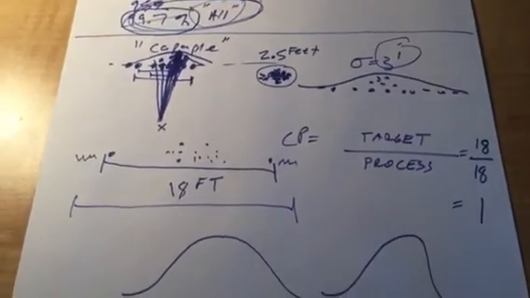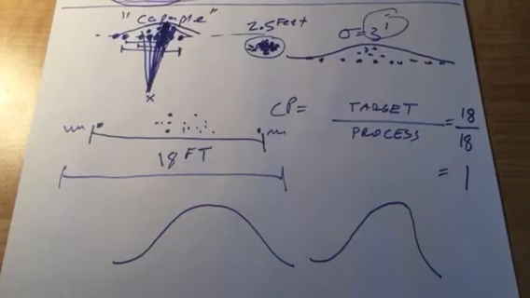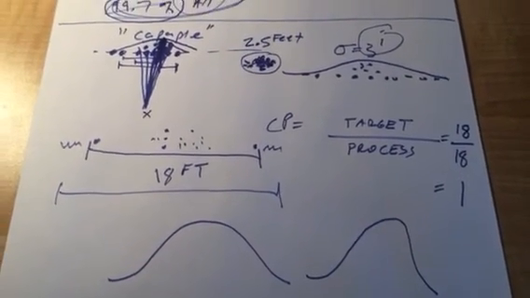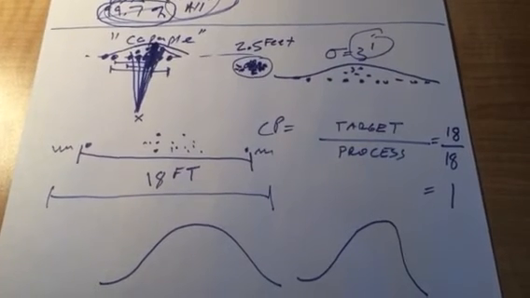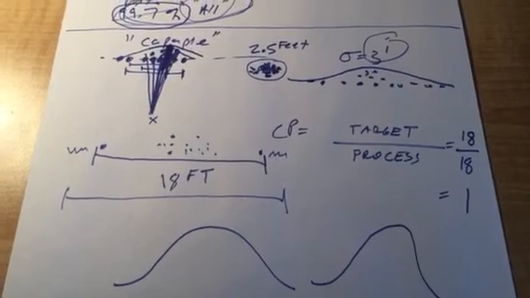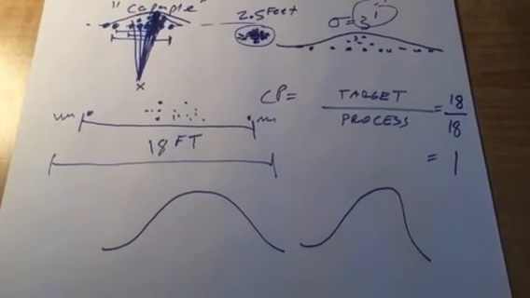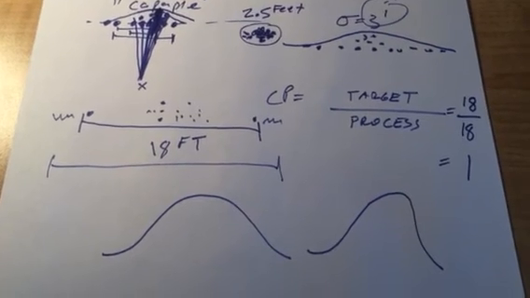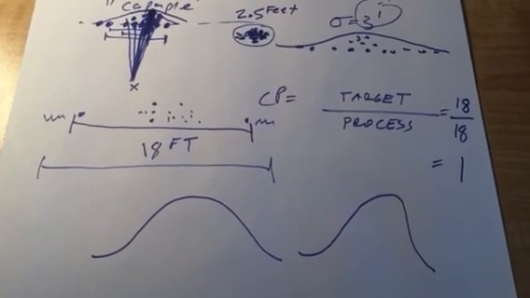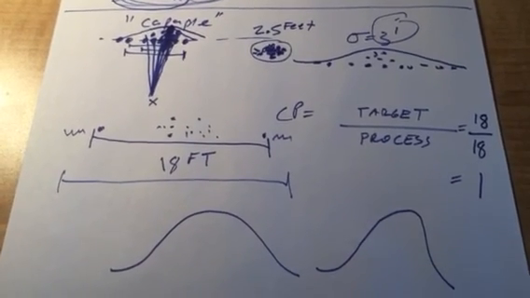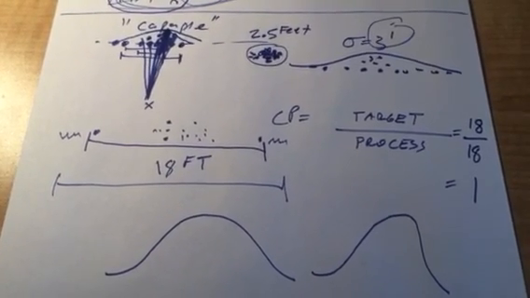Again, that's all C sub P is: the width of my target divided by the width of my process. I want a big fat target relative to my process. Ideally I don't want any variation in my process, but we know that with any process we're going to have some variation, but less is always better. That's all it is. It's nothing more than that. If you understand that, you'll have a much easier time dealing with this concept.